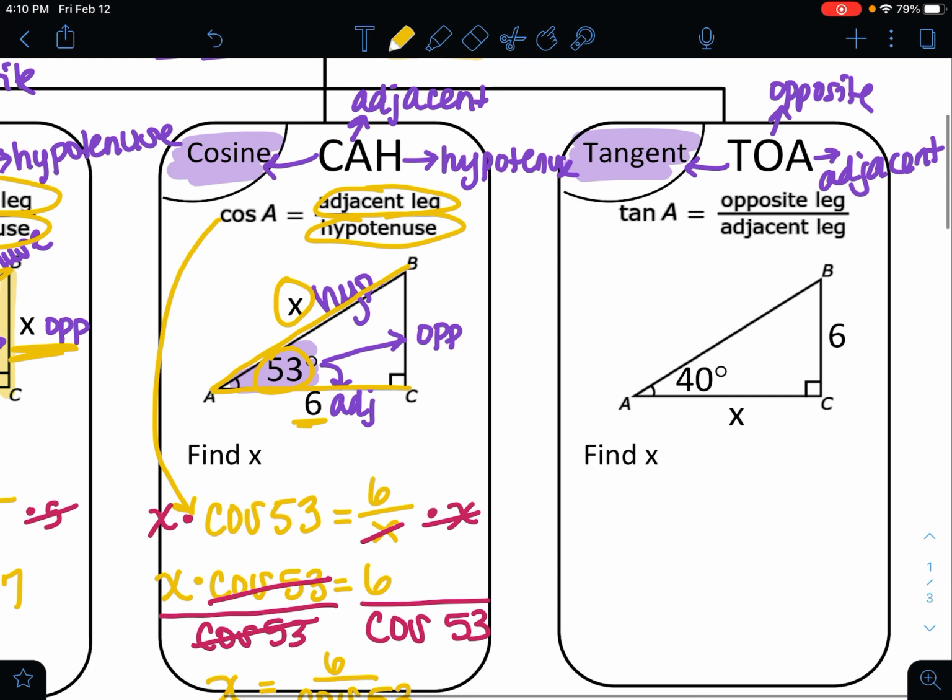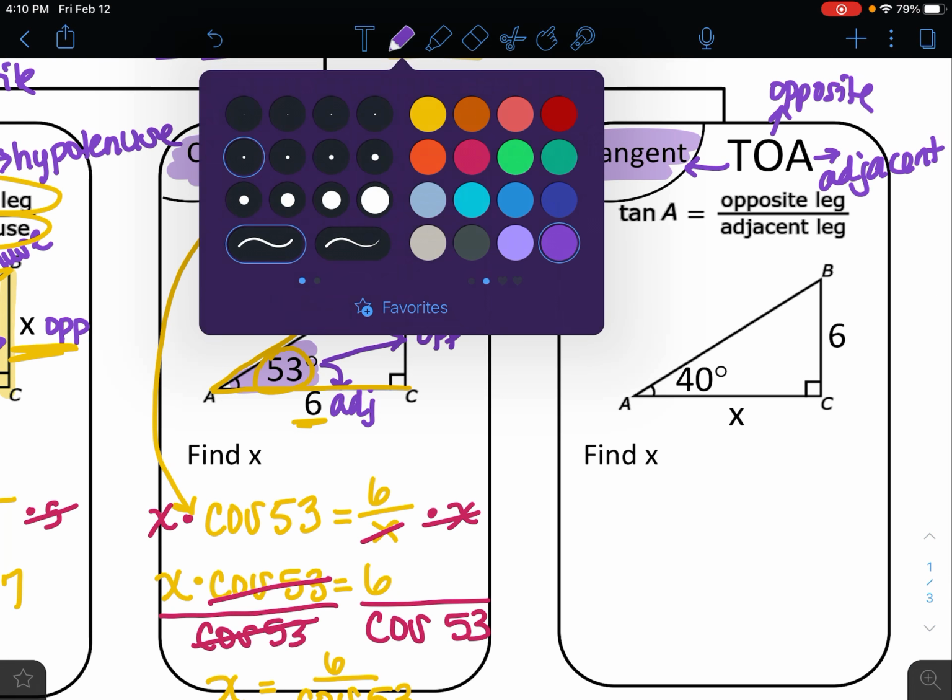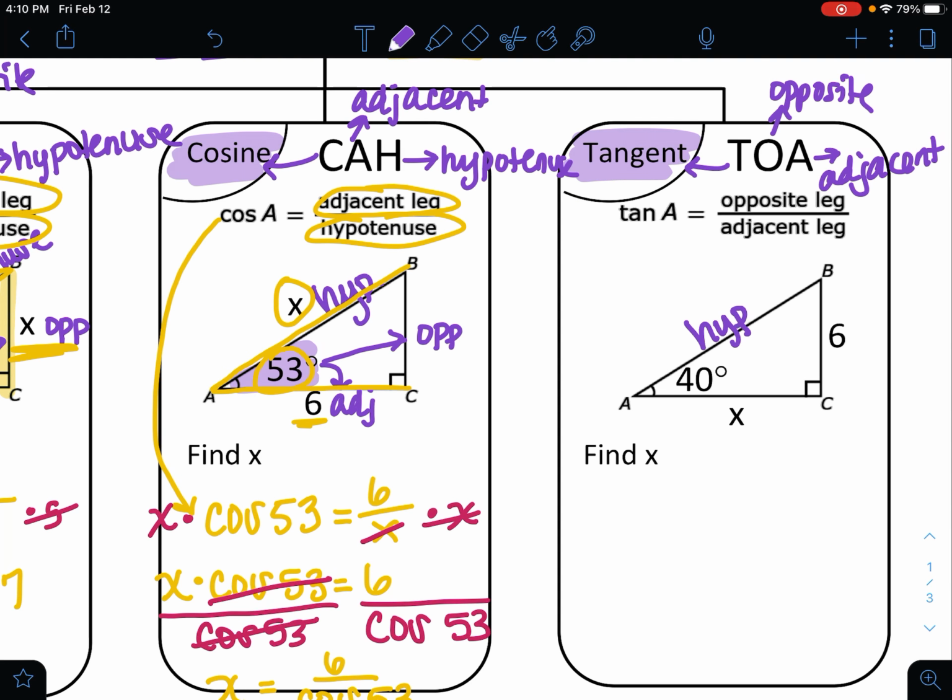All right, now we have tangent. For tangent, we start by identifying where the hypotenuse is, and then we're going to find where the opposite is. So here's the angle in question. And this would be the opposite, right? Because it's across from that angle. And then this is the adjacent.